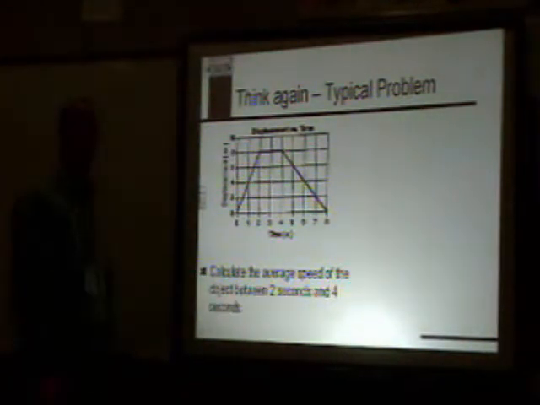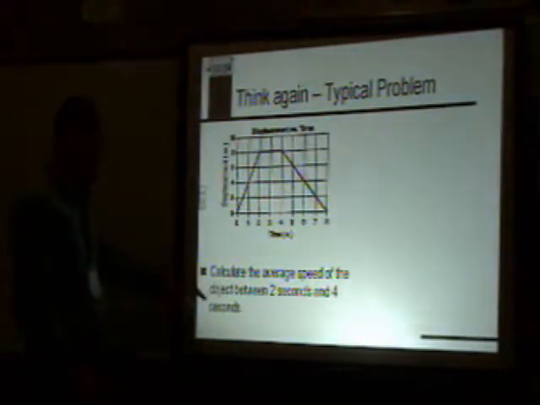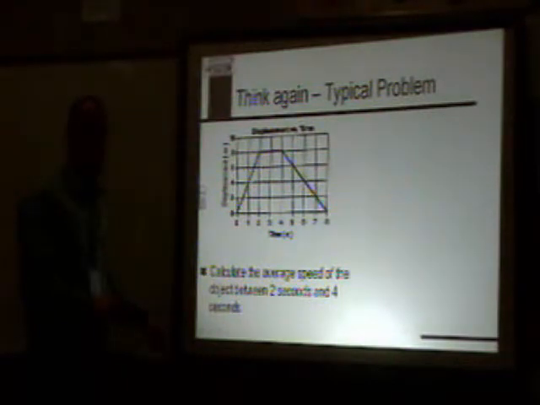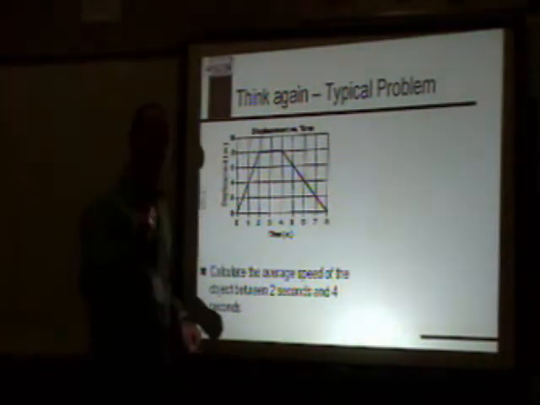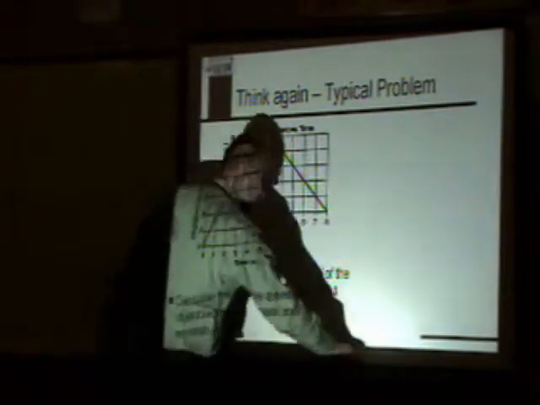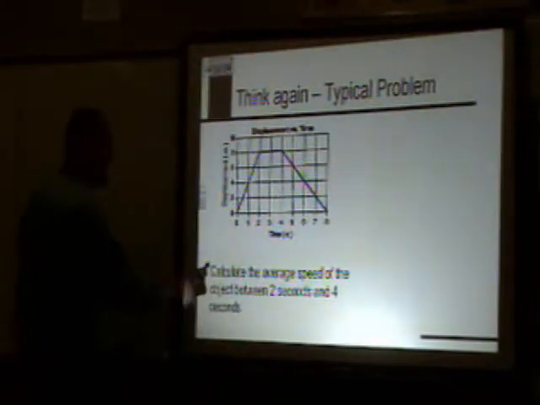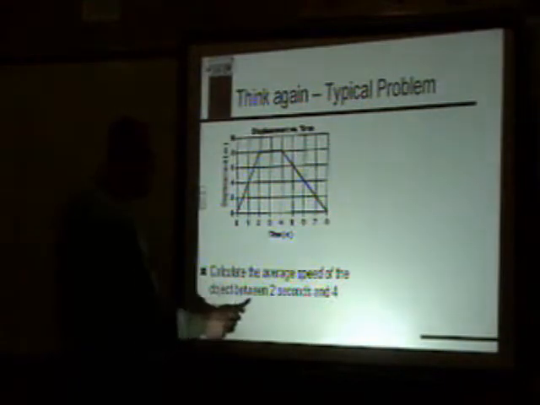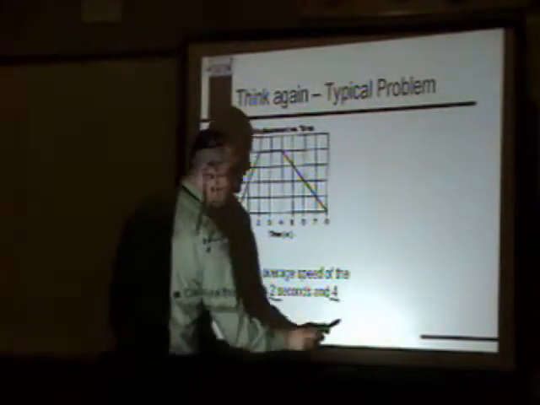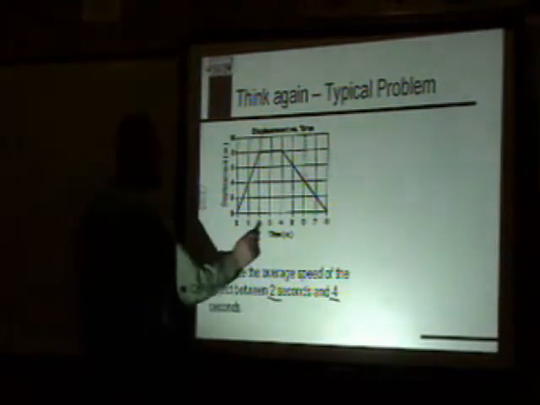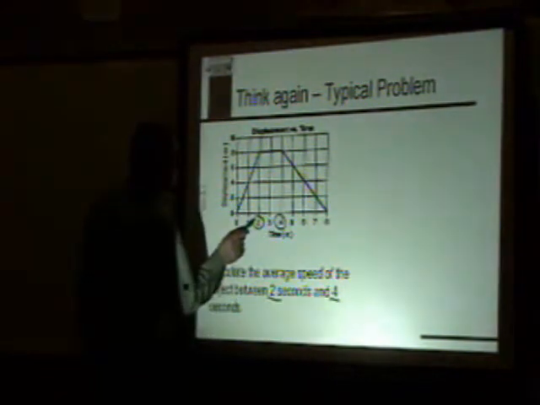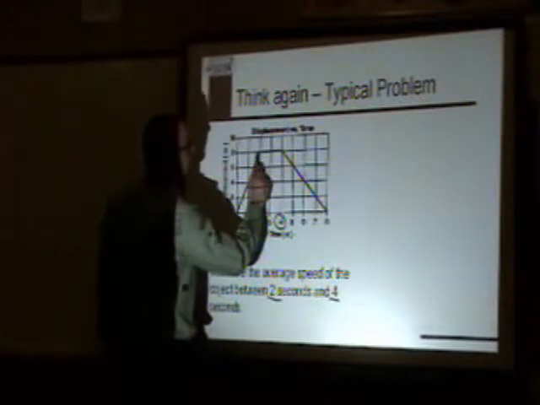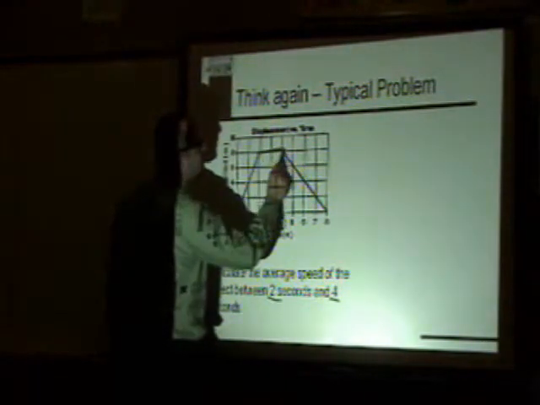Try again. If you want, you can put it on pause right now and try it yourself, or you could watch me do it. I'm going to do it right now. Alright, calculate the average speed of the object between 2 seconds and 4 seconds. So that means I'm working from here to here. So when I look at my graph, I can highlight whatever it is I'm working with. I'm working with this piece.